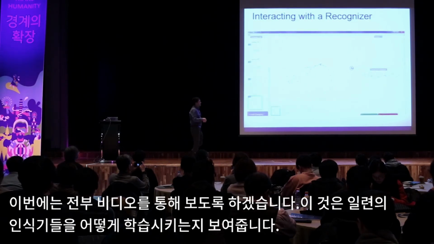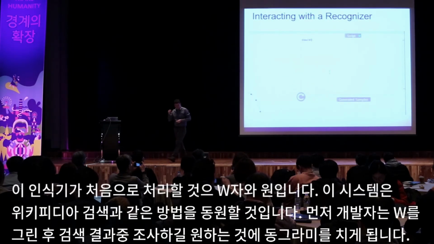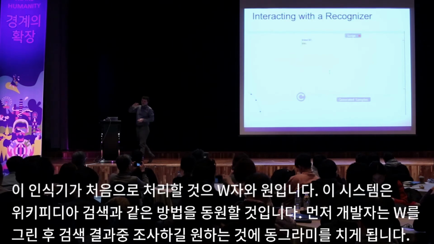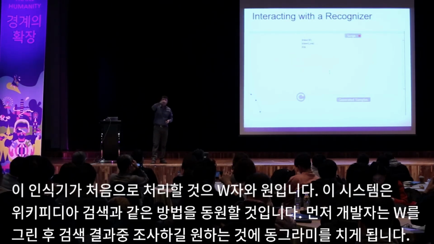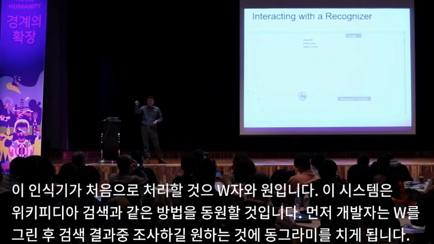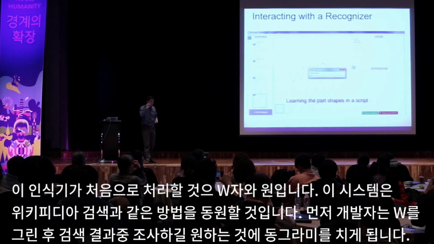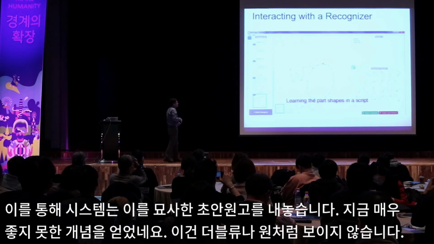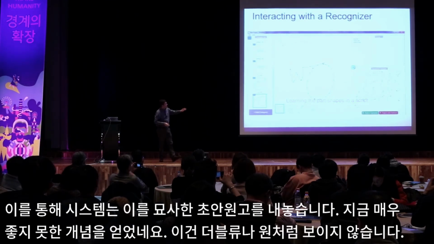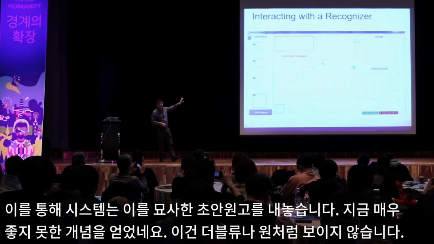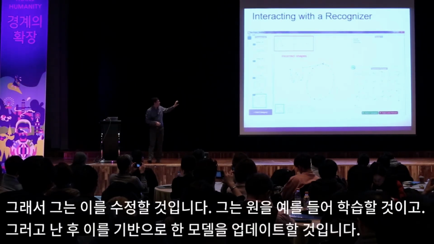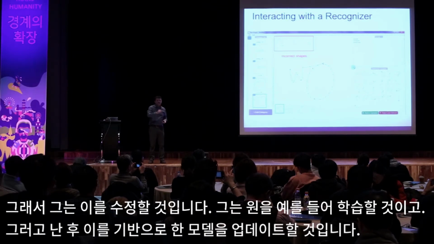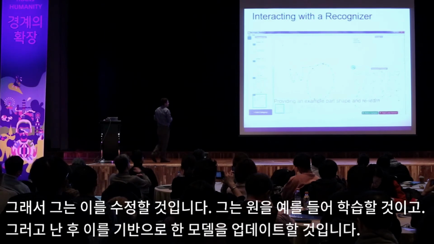This is how training up a set of recognizers works. This first gesture he's going to do is a W line circle. And so this is something you might use for searching on Wikipedia, right? You write the W and then you go over to where you want to search and you circle the thing that you want to search for. And so he gives it the initial script describing it. It learns a very bad notion of these parts. That is not what a W, a line, and a circle look like, right? So he's going to correct that. He's going to demonstrate a circle once, and then it's going to update its model based on that.